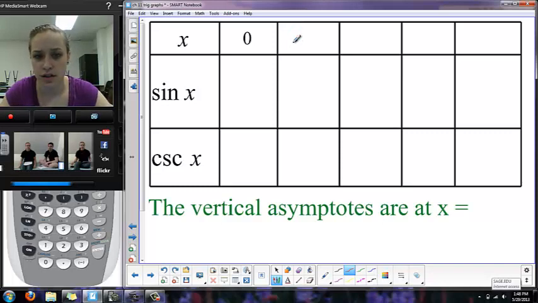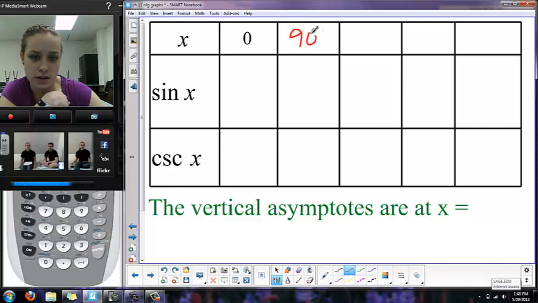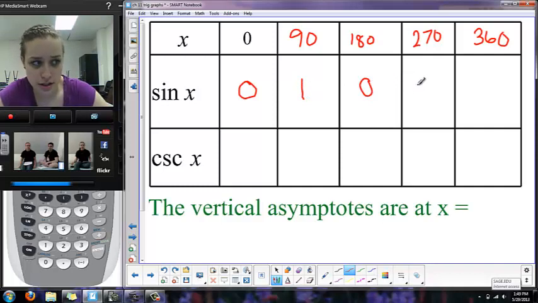Actually, let me think. Sorry, I just don't have this out right in front of me. Maybe 0, 90, 180, 270, and 360. Because we know what all those values are by just looking at our unit circle. So let's see, sine of x when x is equal to 0. So sine of 0 degrees is 0. Sine of 90 degrees is 1. Sine of 180 degrees is 0. Sine of 270 degrees is negative 1. Sine of 360 is 0 again.